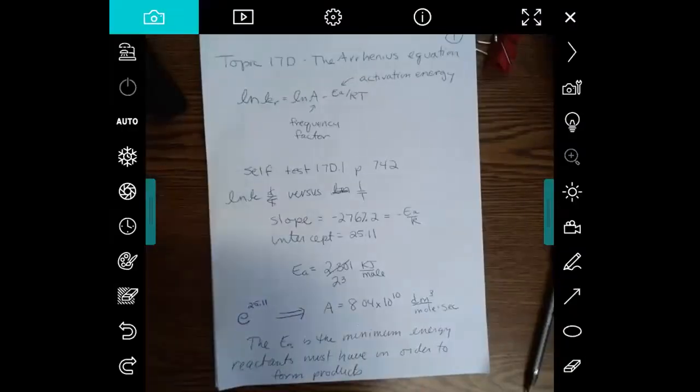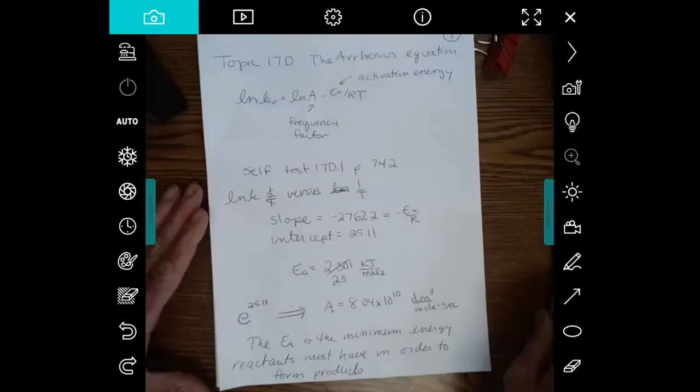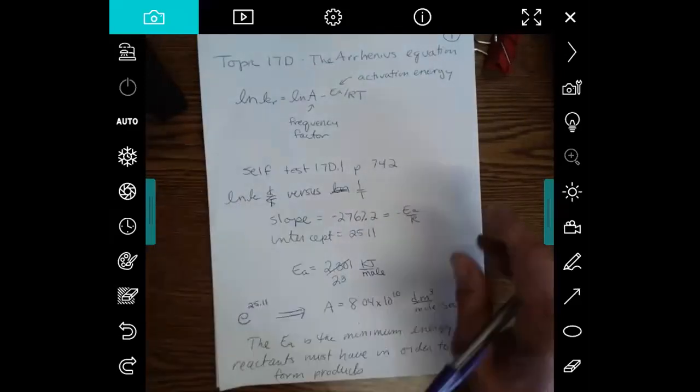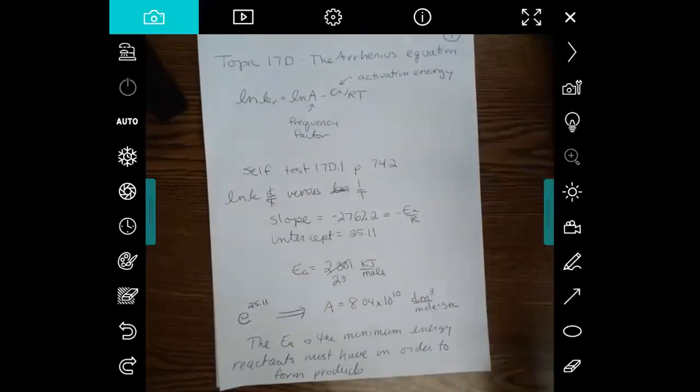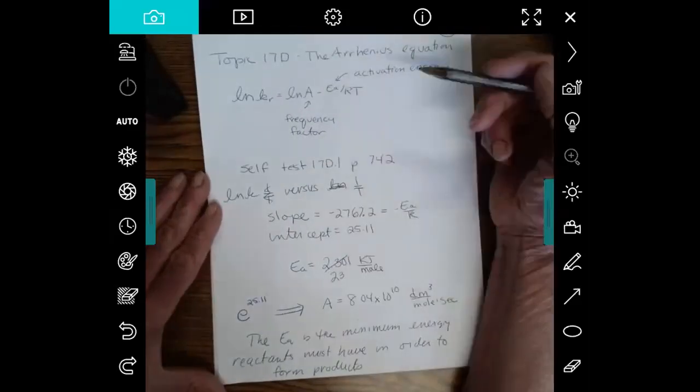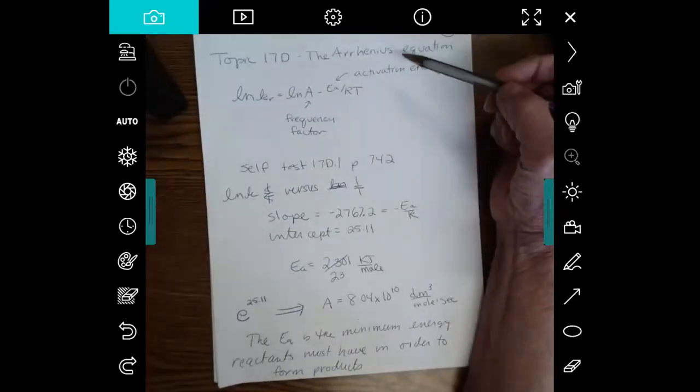Okay, we're going to discuss topic 17D and 17E. So 17D is just looking at the temperature dependence of rate constants. It introduces the Arrhenius equation, which I know you've seen in a few classes. The Arrhenius equation comes from experiment.